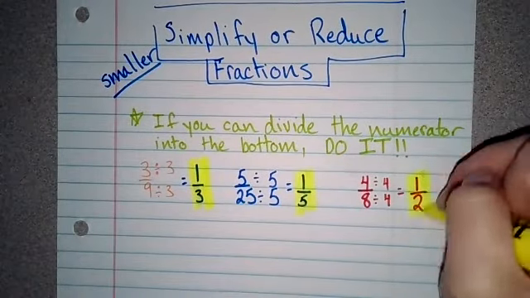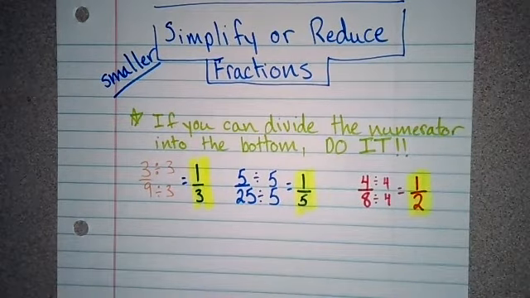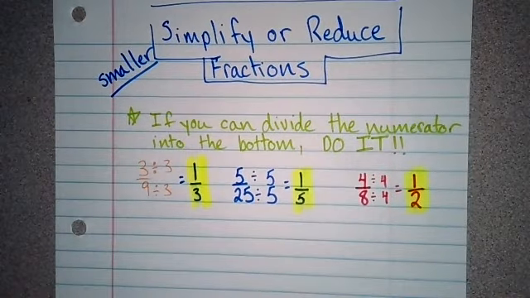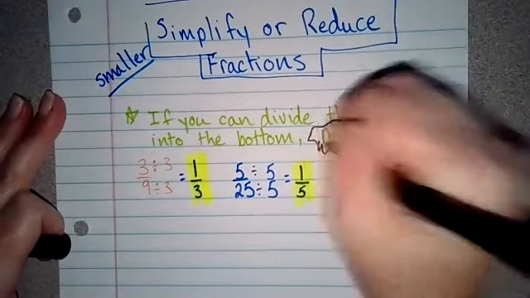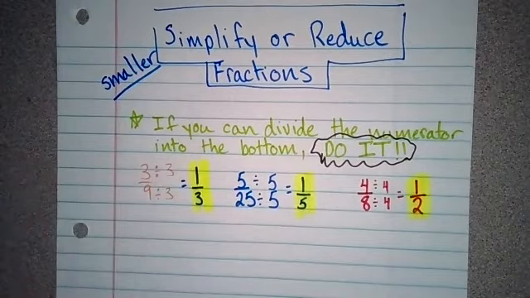So when you come to a fraction that needs to be simplified, always ask yourself, can the top divide into the bottom? And if it can, do it. Miss Ross, will you put some big squirrely scribbles around that so I know that that's important? Yes. So if the top can divide into the bottom, do it.